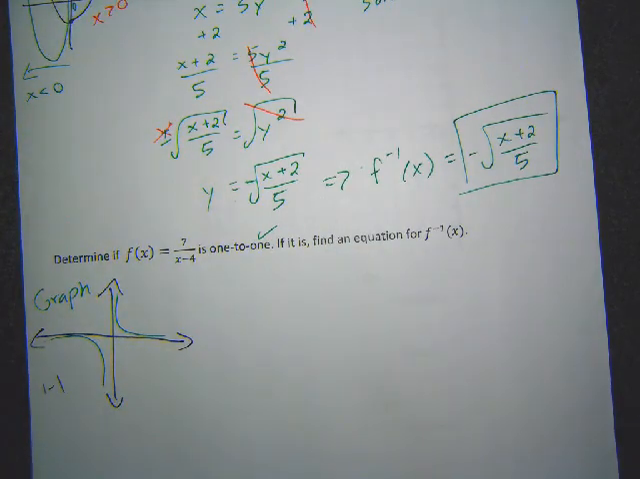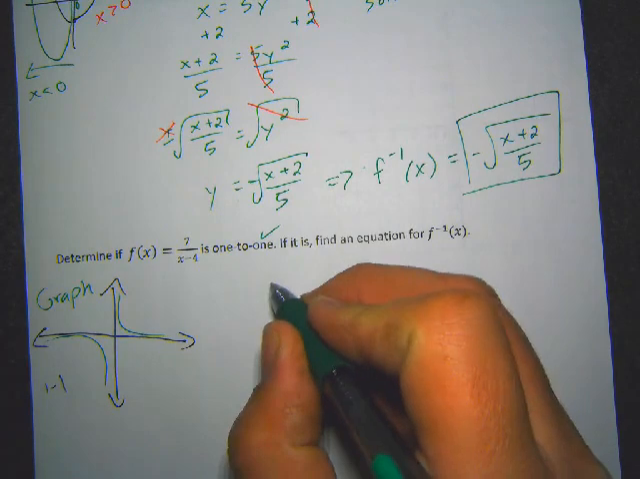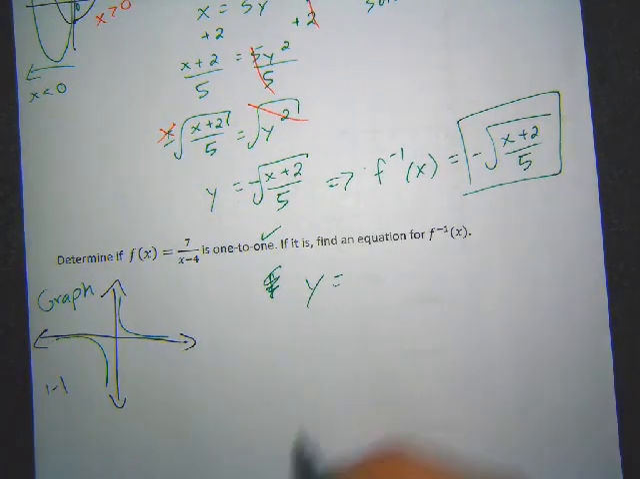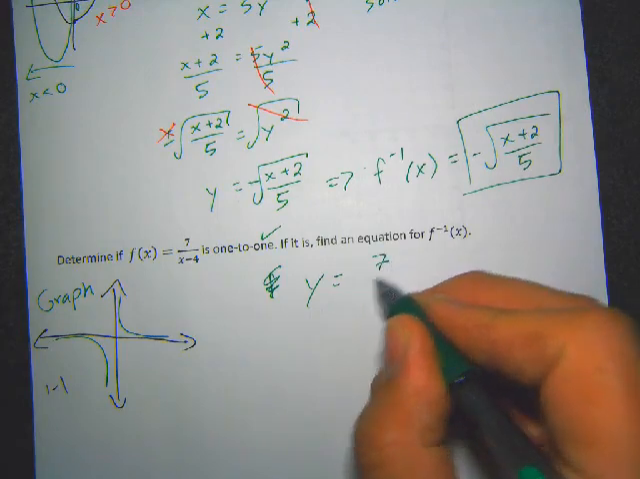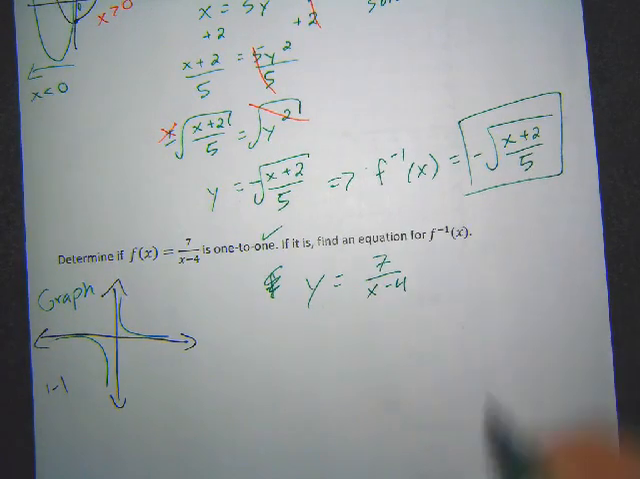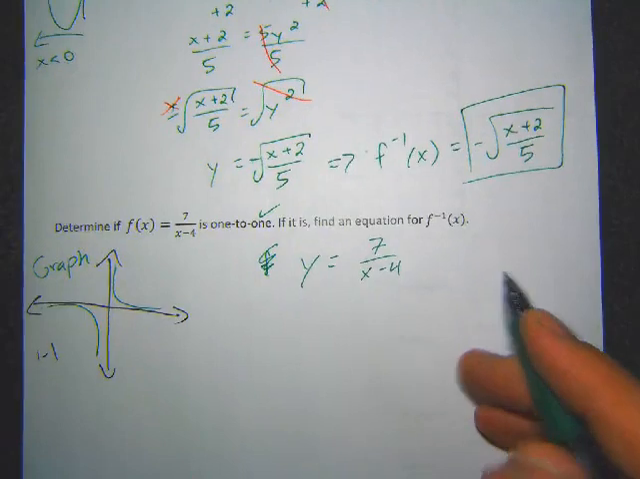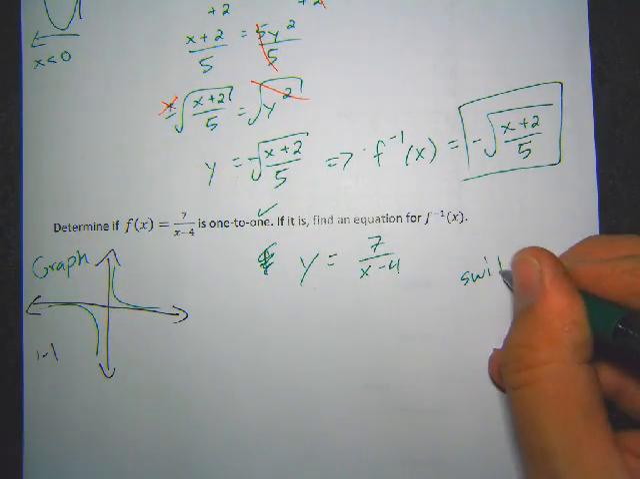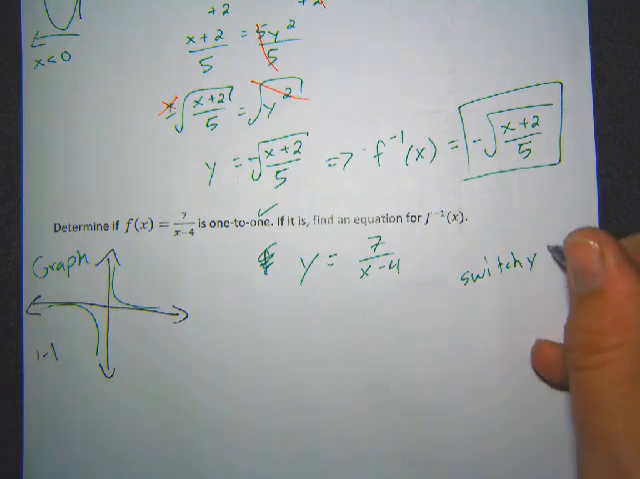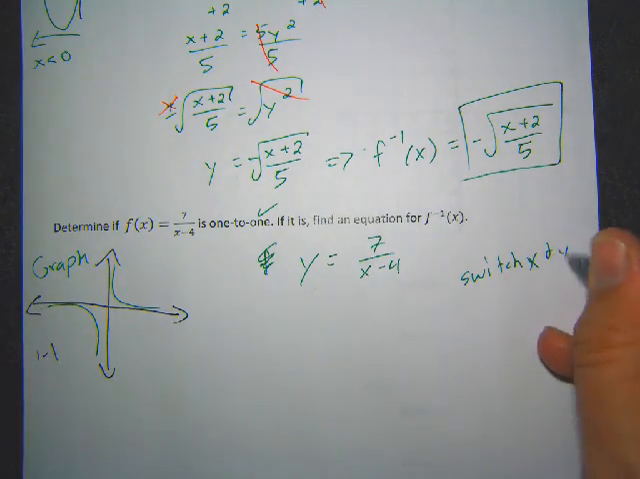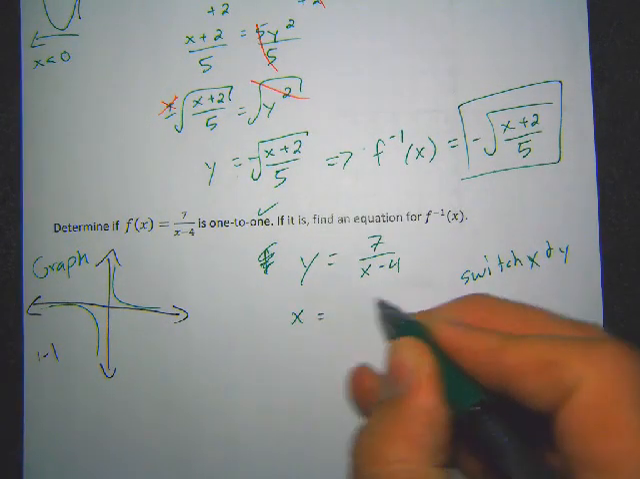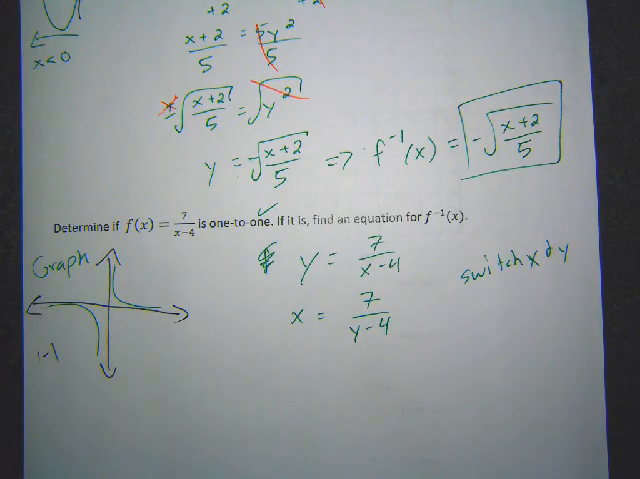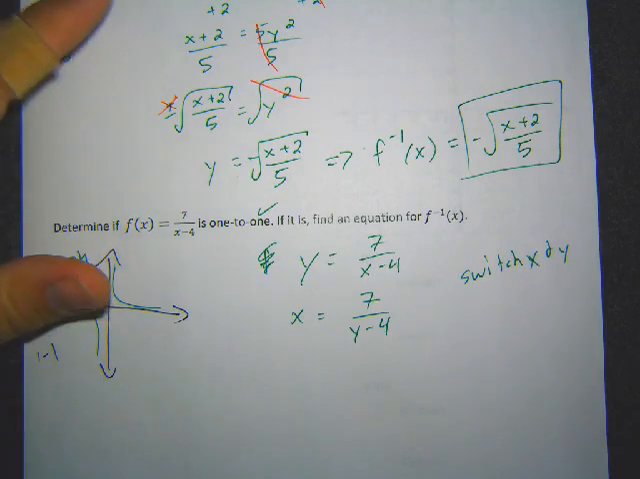So since it's 1 to 1, we can go ahead and do this. We're going to rewrite this, instead of f of x, as y equals 7 over x minus 4. So we rewrote it, and then after we rewrite it, we're going to switch x and y. That's the big step, right? You just want to get a y in there so we have something to switch. So switch x and y. This becomes x equals 7 over y minus 4. Okay, so we switched x and y. Now we need to solve for y.